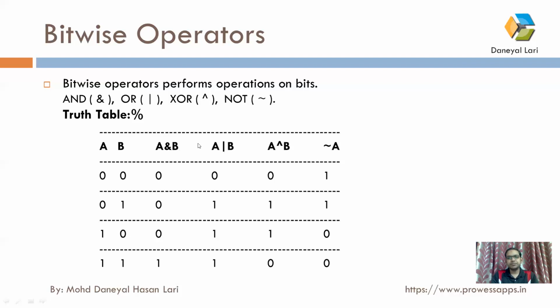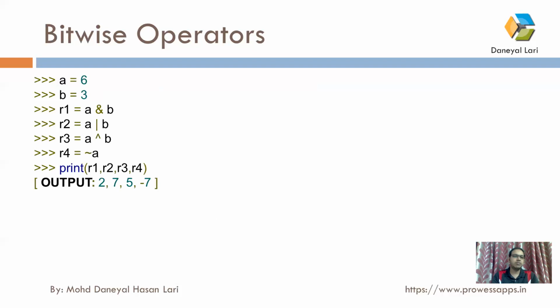Let's see with an example how the bitwise operation will be performed. For example, if A is equal to 6 and B is equal to 3, and perform the operation A and B, we can perform the operation A or B. We can perform the operation of A exclusive or B and not A.